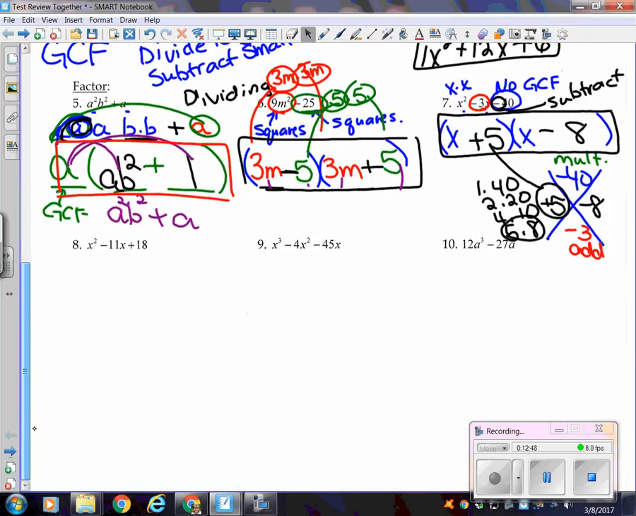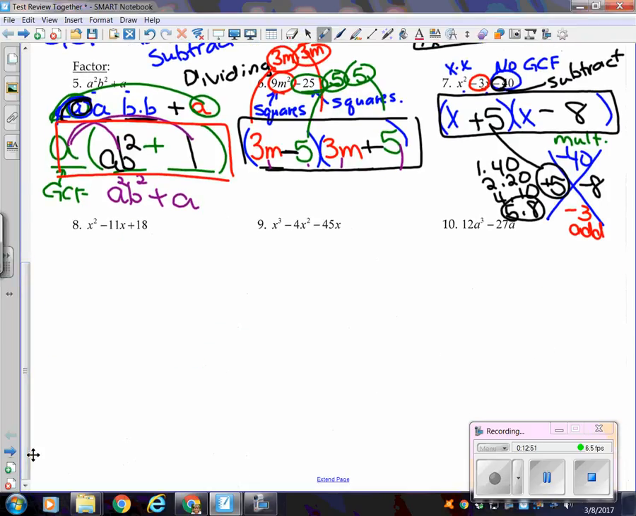To continue, number 8. Again, do we have a GCF? No GCF. So that means I do not have one set of parentheses. Let's go to 2 sets of parentheses. So this is a trinomial. So now I'm going to factor the trinomial. x and x, okay. And I'm going to do the x puzzle.